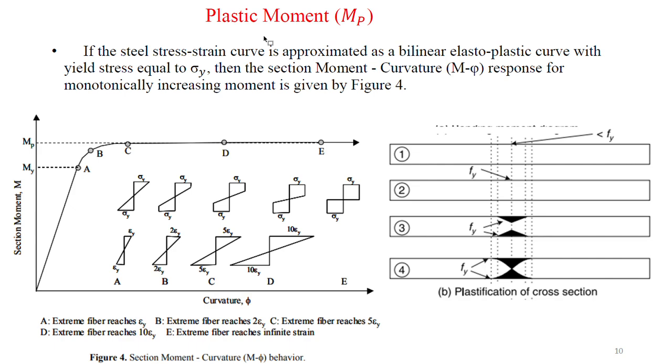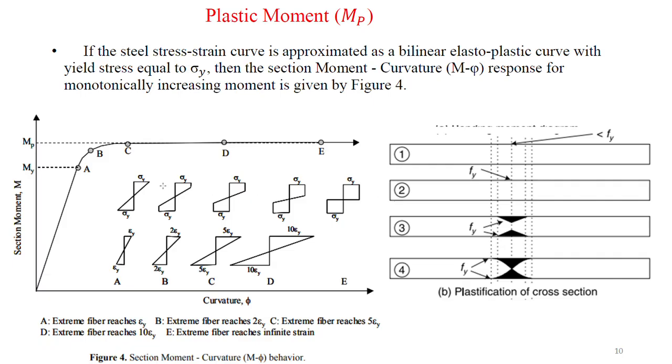There will be two types of moments: the yielding moment and the plastic moment. The yielding moment we indicate with the letter My, and the plastic moment we indicate with the notation Mp. Okay, the steel stress-strain curve is approximated as a bilinear elastoplastic curve with yield stress equal to sigma y. Then the sectional moment-curvature M-phi response for a monotonically increasing moment is given in this particular figure.